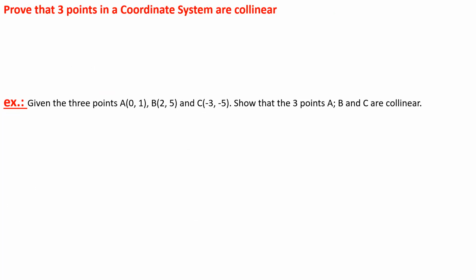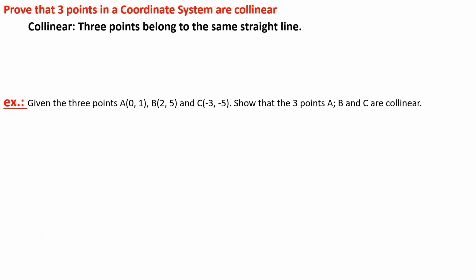Now, how can we prove that 3 points in a coordinate system are collinear? First, what do we mean by collinear? Collinear means we have 3 points and the 3 points are on the same straight line. They belong to the same straight line. So there will be a straight line passing through the 3 points. How can we prove that 3 points are collinear?